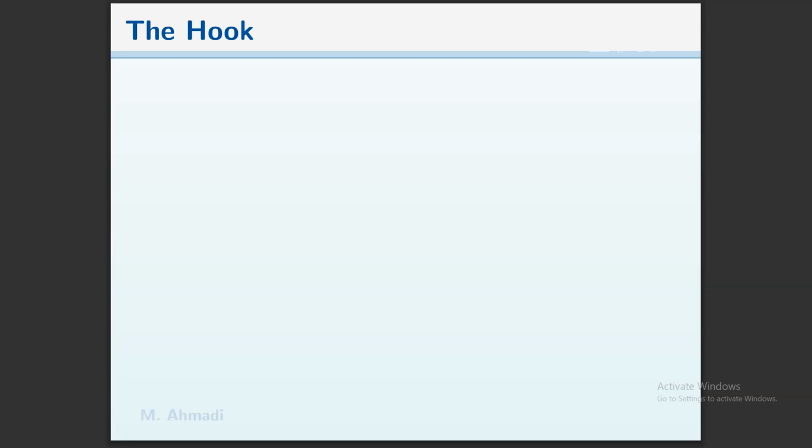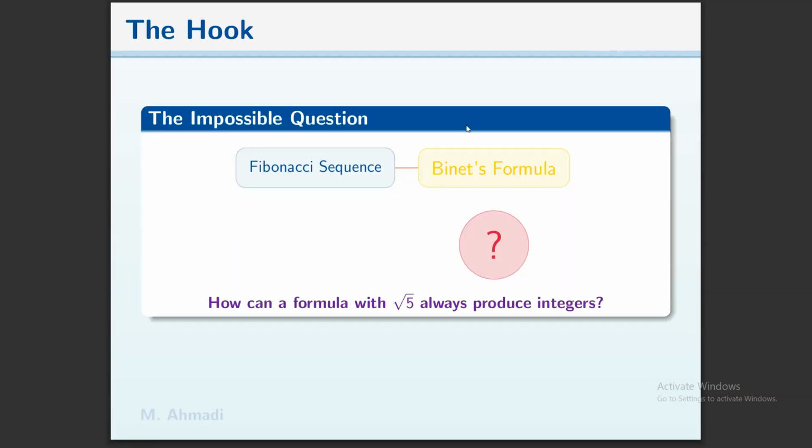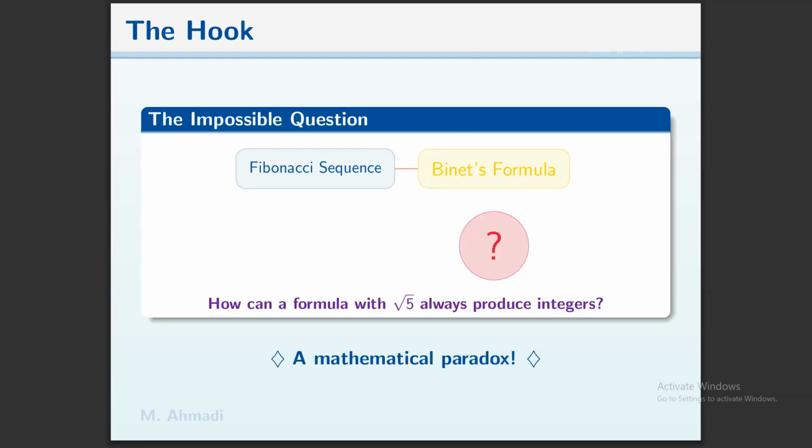Here is the paradox that makes this formula so fascinating. The impossible question: Fibonacci sequence, Binet formula. How can a formula with a square root of 5 always produce integers?